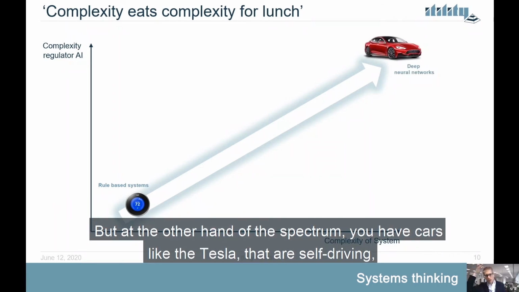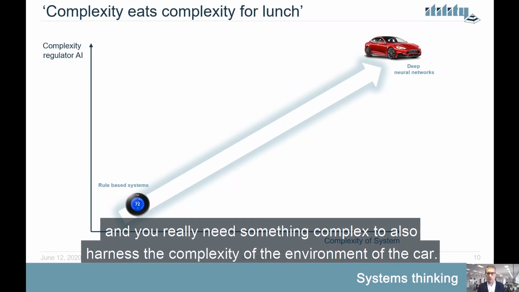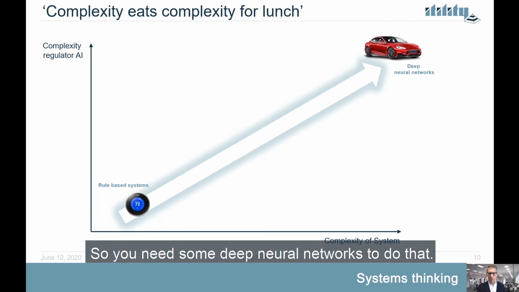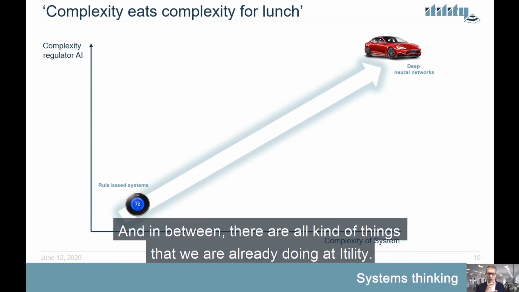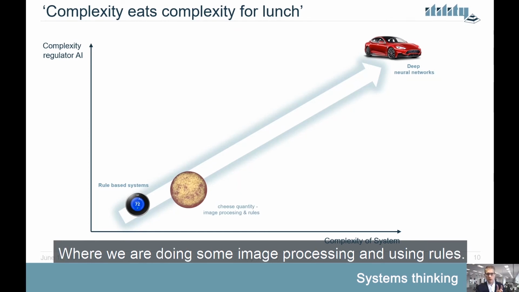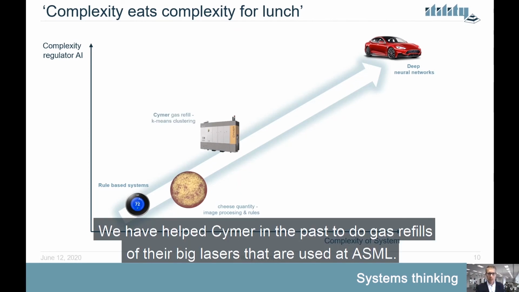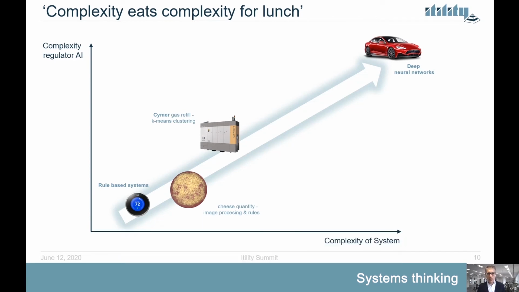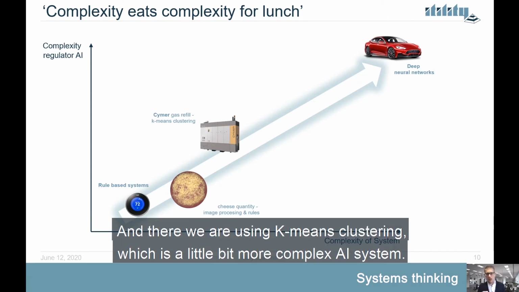But on the other end of the spectrum, you have cars like the Tesla that are self-driving, and you really need something complex to also harness the complexity of the environment of the car. So you need some deep neural networks to do that. And in between are all kinds of things that we are already doing at Itility. So we have the cheese case that I just explained, where we are doing some image processing and using rules. We have helped Cymer in the past to do gas refill of their big lasers that are used at ASML. And there we're using k-means clustering, which is a little bit more complex AI system.